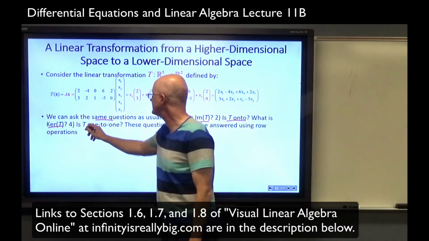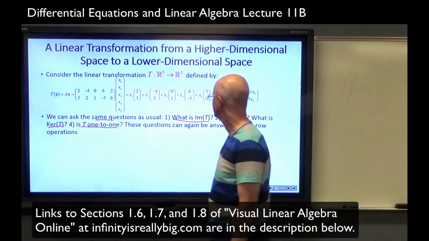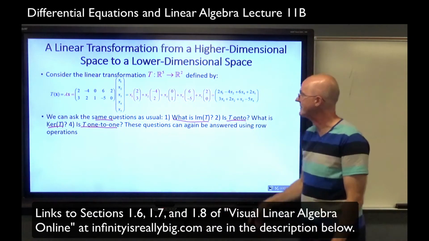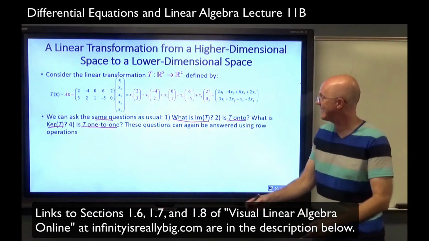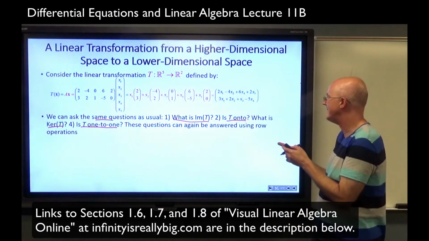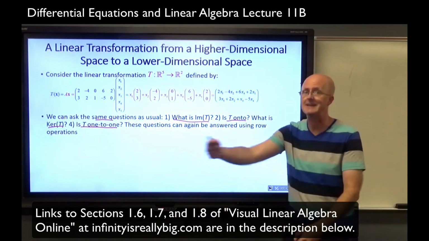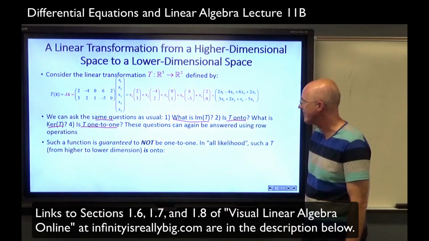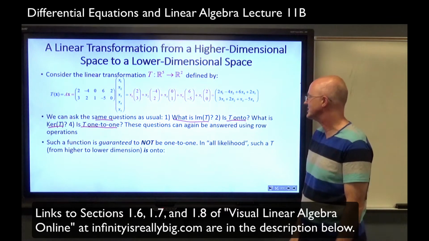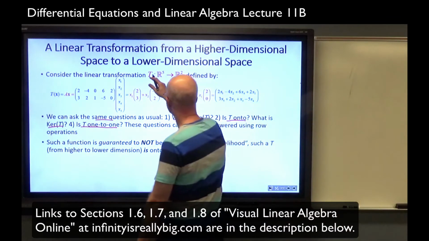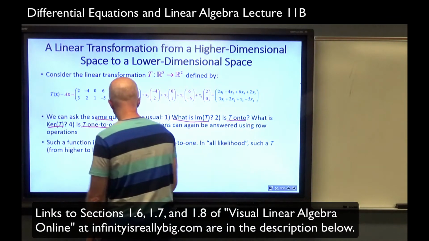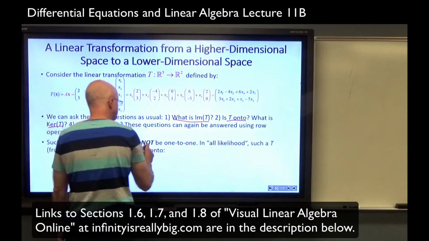And so T is not going to be 1-to-1. I could ask the question, but the answer is going to be that it's not. I'm telling you the answers. But these questions can be answered for sure by doing more row operations, like we did in lecture 10b. As I just mentioned, such a function from a higher dimensional space to a lower dimensional space, it turns out, is guaranteed to not be 1-to-1.